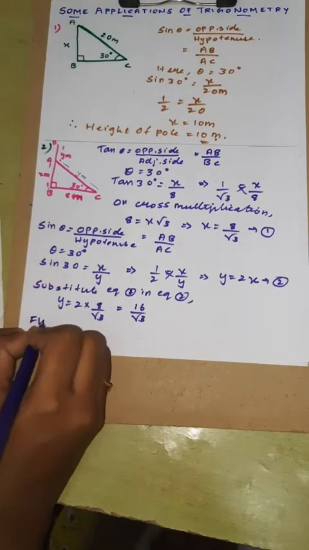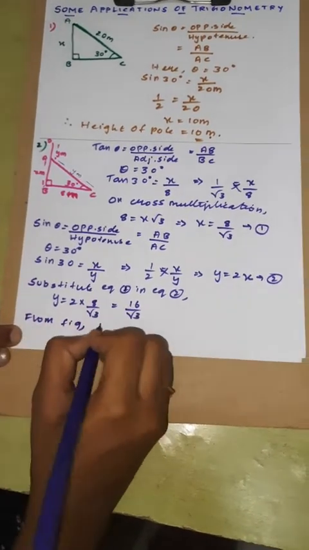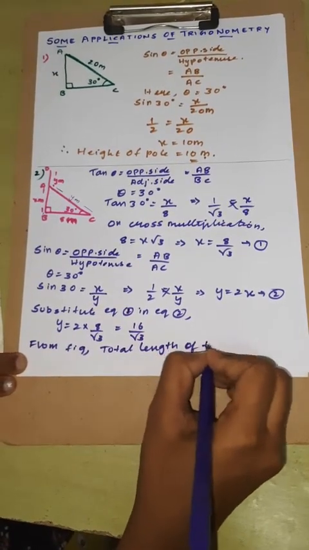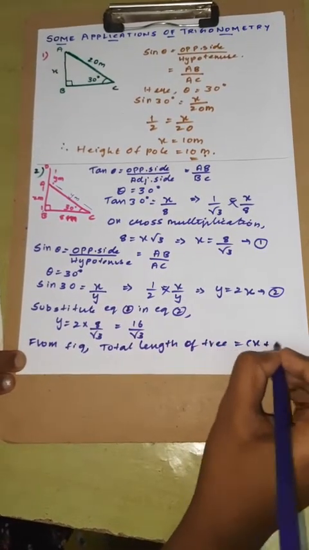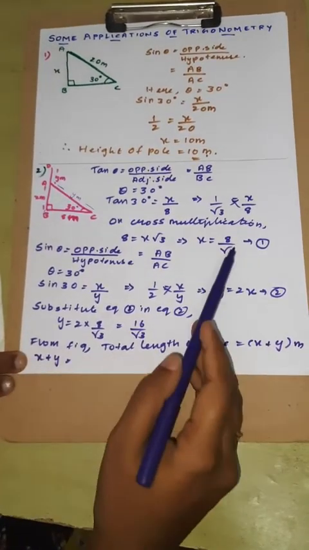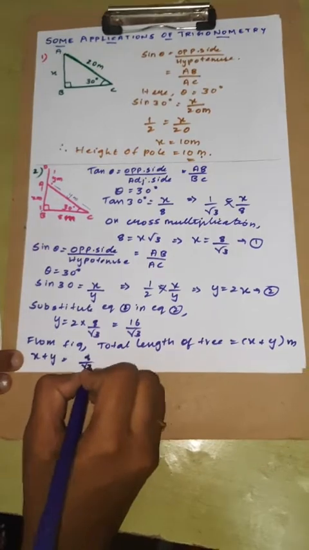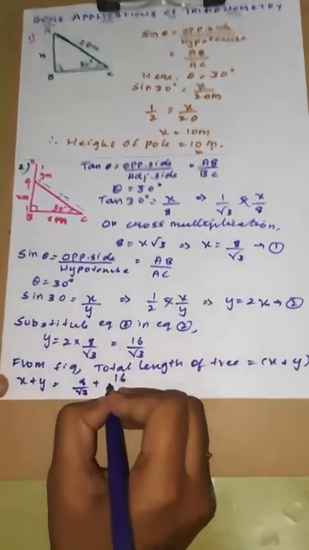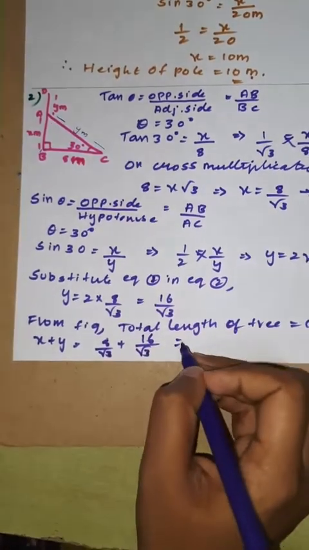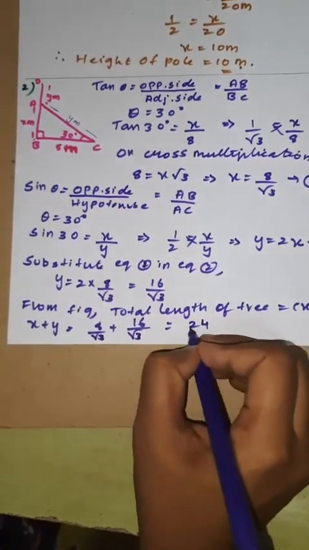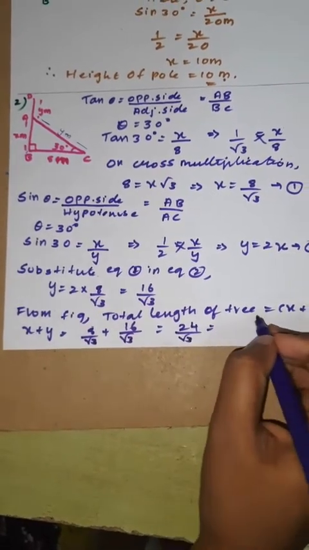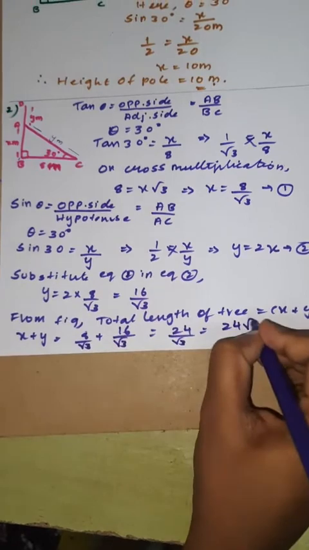Now from the figure, we know that total length of the tree is x plus y meters. So x plus y is equal to, what is x? It is 8 by root 3. Plus what is y? y is 16 by root 3. 8 by root 3 plus 16 by root 3 will give you 24 by root 3. And on simplification or rationalization, you will be getting it as 24 root 3 by 3.